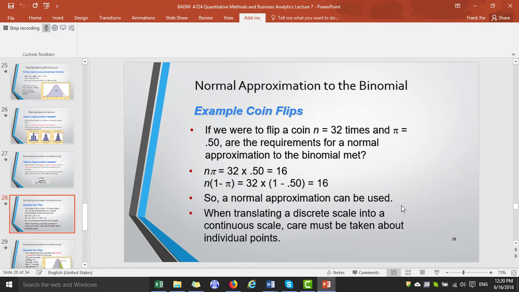Okay. Let's take an example here for coin flipping.